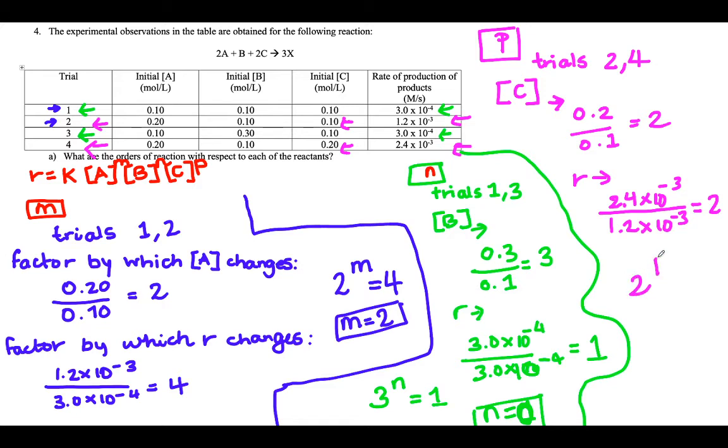All right, let's put these two together. 2 to the power of p is equal to 2. So what is the value of p? P is equal to 1. All right, so I figured out the order of reaction for each different reactant.